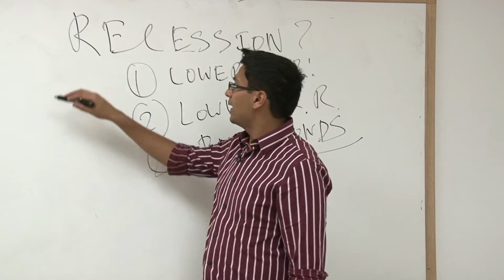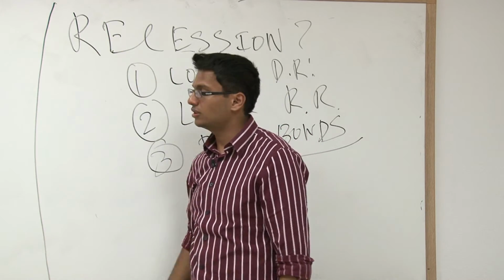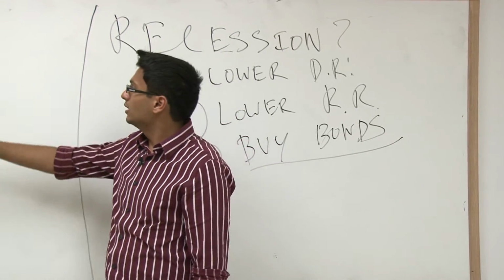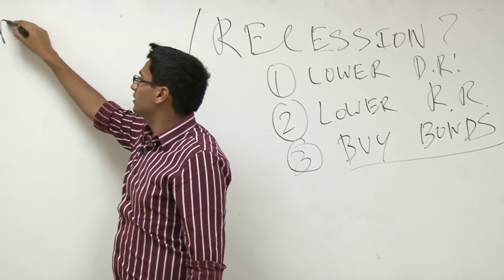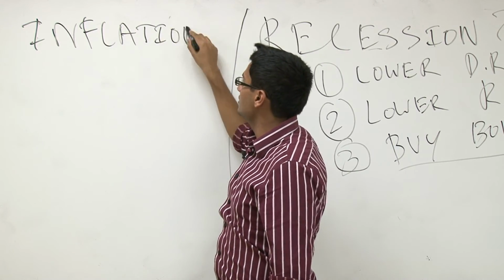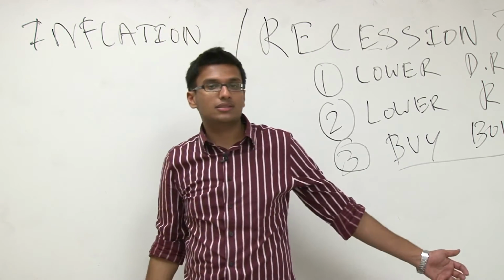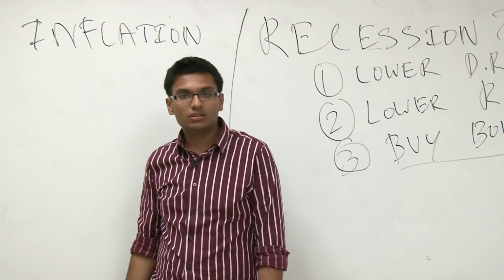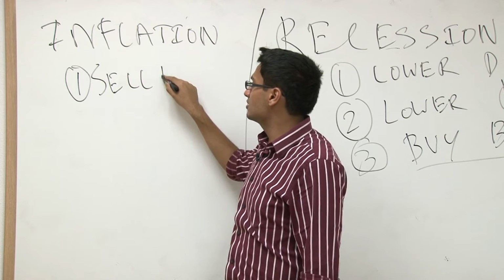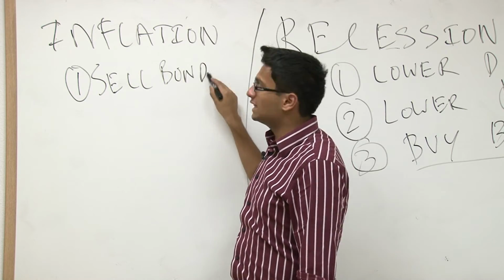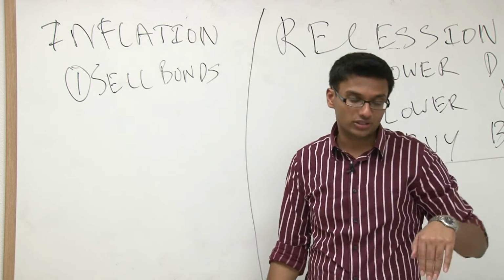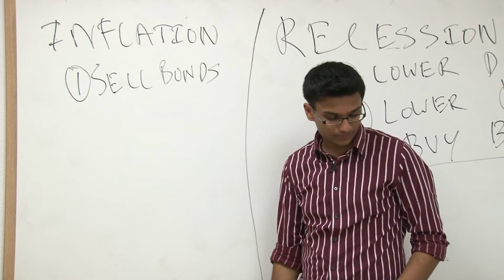Now, how do you battle an inflation on this side? Inflation is sort of the exact opposite. Let's start off with bonds. If you're buying bonds in a recession, during an inflation you want to sell bonds. If you sell bonds to the people and the banks, they take the bond and give you money, so the money supply goes down. Excellent, money supply goes down, price level goes down.